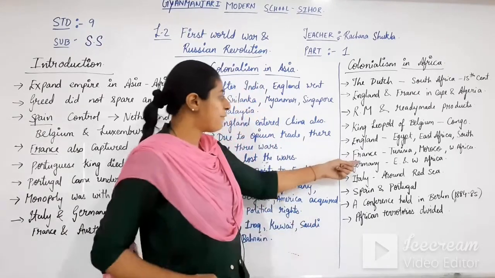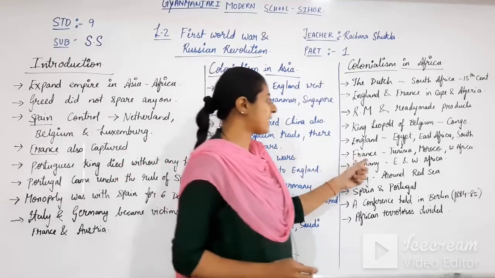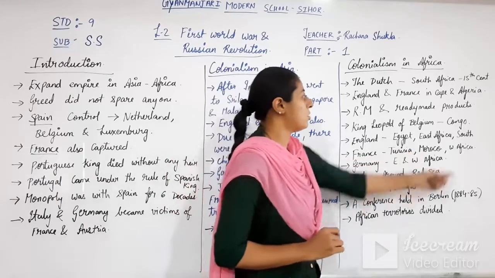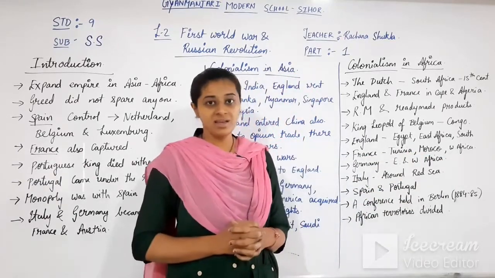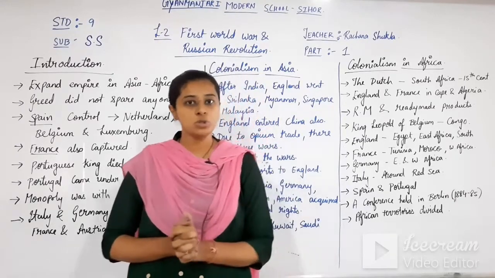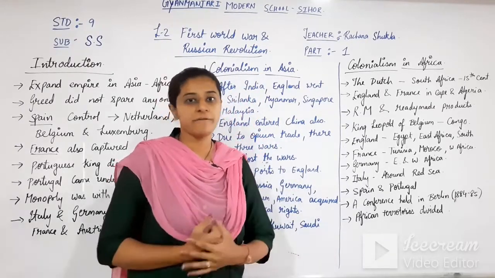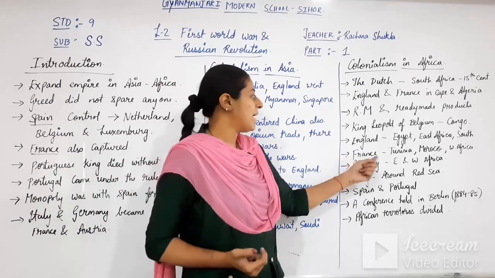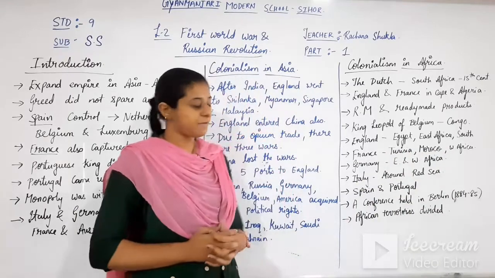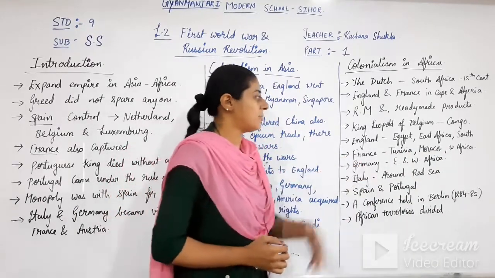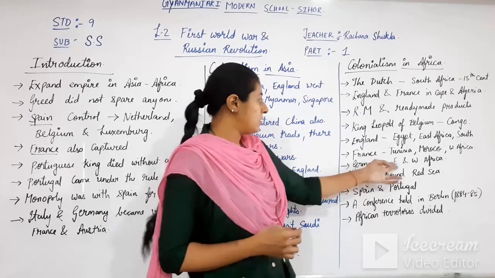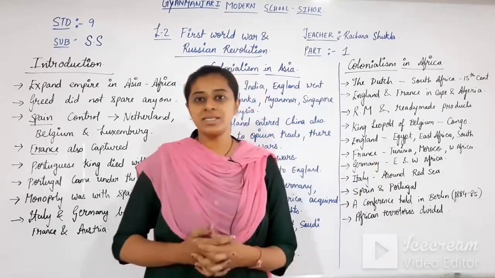Then France came. France captured Tunisia, a beautiful country of Africa, Morocco and some parts of West Africa. Yes, African countries are very beautiful in terms of nature also, in terms of their physiography. So France captured Tunisia, Morocco and some parts of West Africa. Then came Germany. Germany also came to Africa. It captured some parts of East and West Africa.